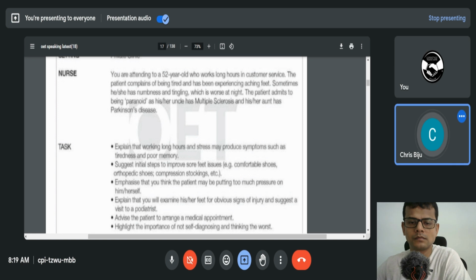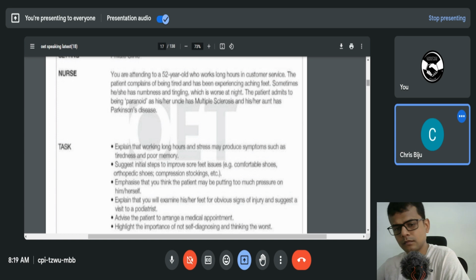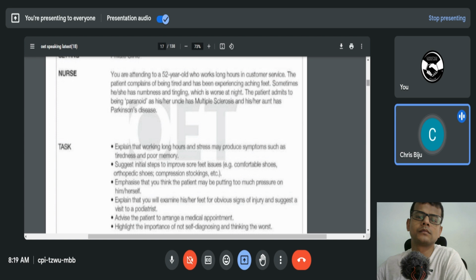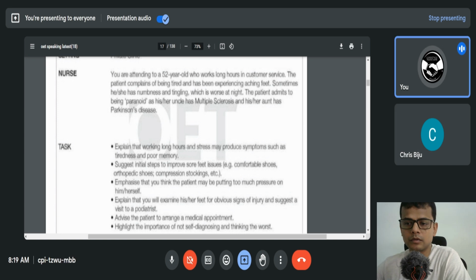Okay, now I can tell you that the problem you are experiencing may be related to the too much pressure you are putting on yourself because of your work stress and prolonged standing. Is that correct? Maybe you could be right because I in fact go through a lot of stress.